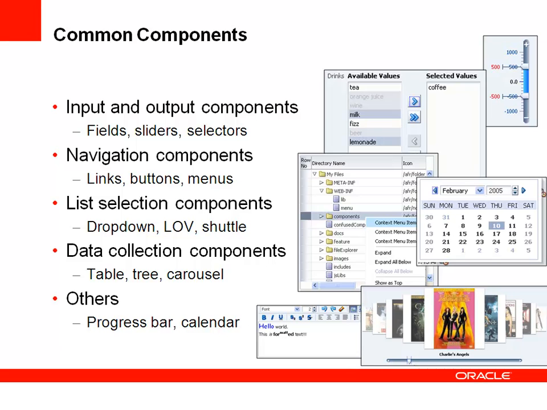So as we said, the common components are divided into input and output components that we have on our page. For example, we have some fields, some sliders, some selectors. And navigation components, those are, for example, buttons or links or menus that we have on our page. List selection components such as the drop-down list, the list of value, as well as a shuttle component that you can see up here. Table, trees, and carousel can help you display collections of information, and there are various other components that you can use in your application.